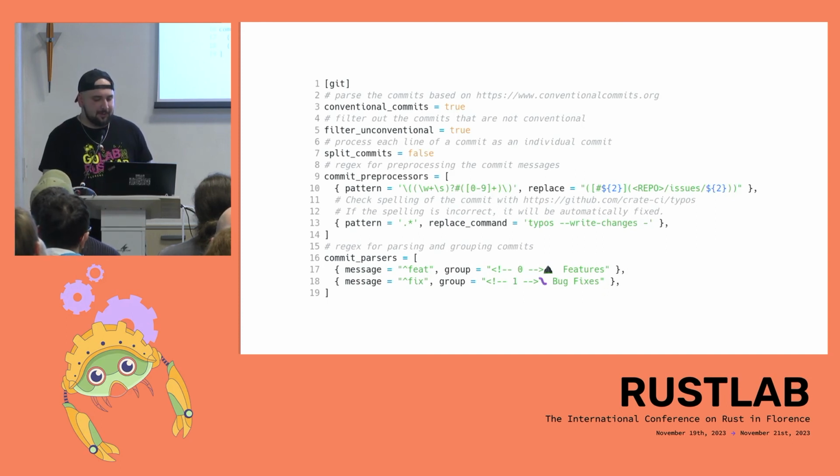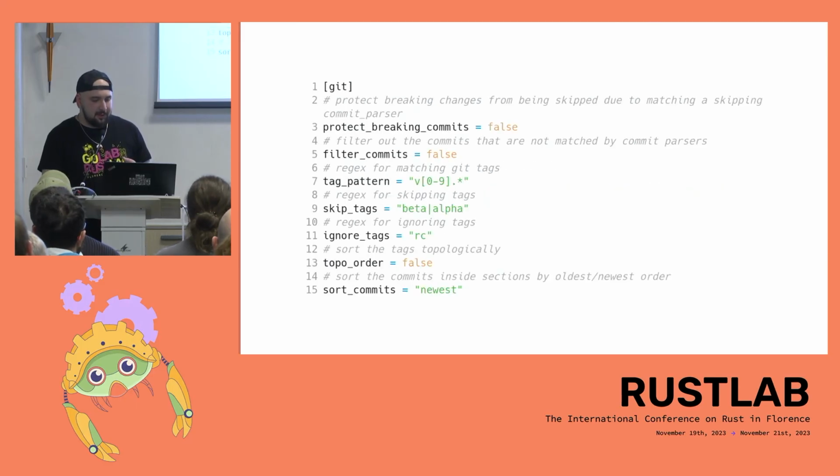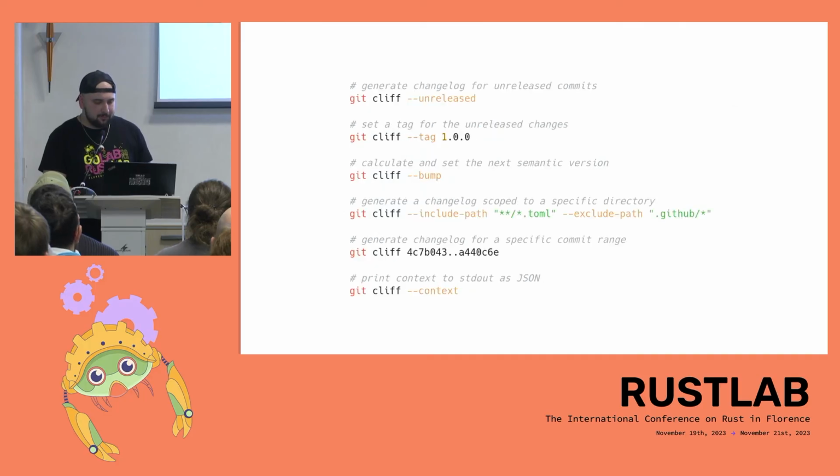And also we have the commit parsers, as I mentioned before. This is the continuation. There are some flags. You can skip tags. You can ignore some of the tags, and so on. These are the possible ways of using Git-Cliff.